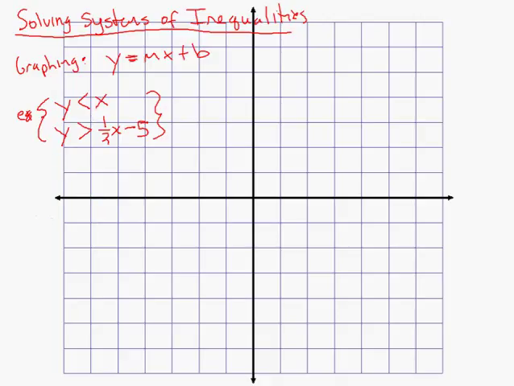So the first one, what's our y-intercept for y is less than x? Yep, the y-intercept is 0. And what's our slope? 1. Okay, so I'm going to start at 0, and I'm going to go up 1, right 1. Now the thing with this, though, is this line is actually going to be a dotted line. It's not going to be a solid line, and I'll explain how I know that in a minute. But this is a dotted line.